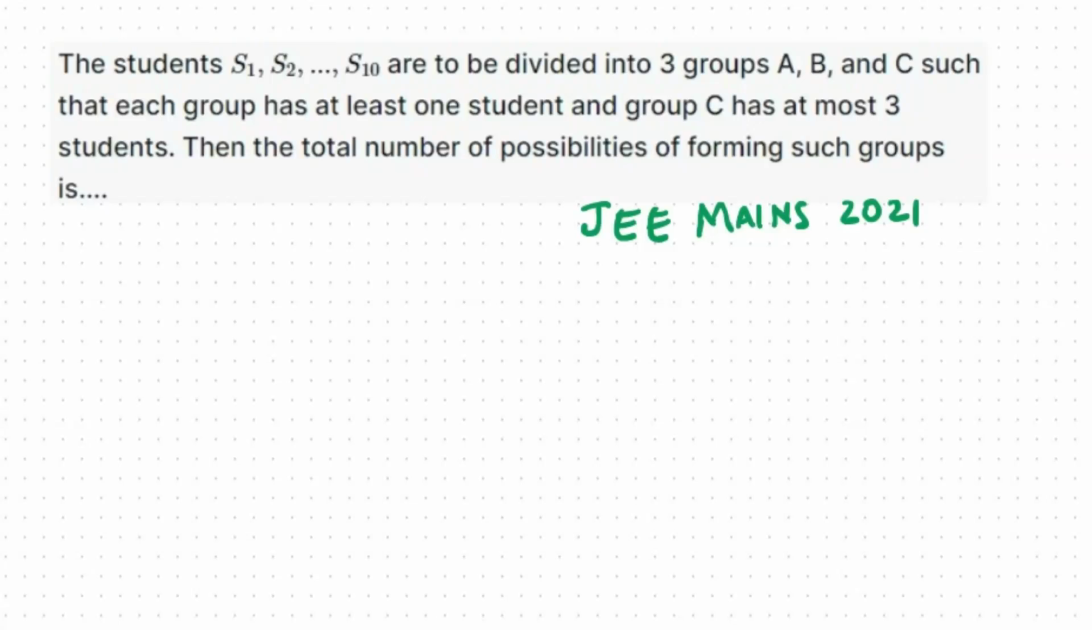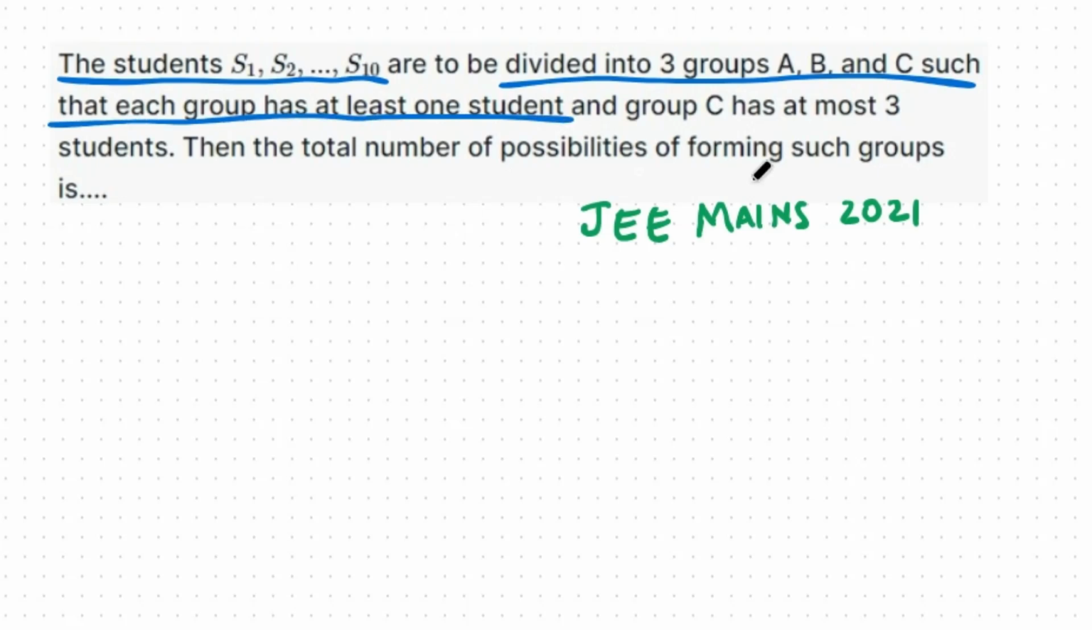So hey guys, here is a question from JEE Mains 2021, and this is a question from probability. Let's see through the question. The question says that the students S1, S2 and so on up to S10 are to be divided into three groups A, B and C such that each group has at least one student. Group C has at most three students. Then the total number of possibilities is asked.